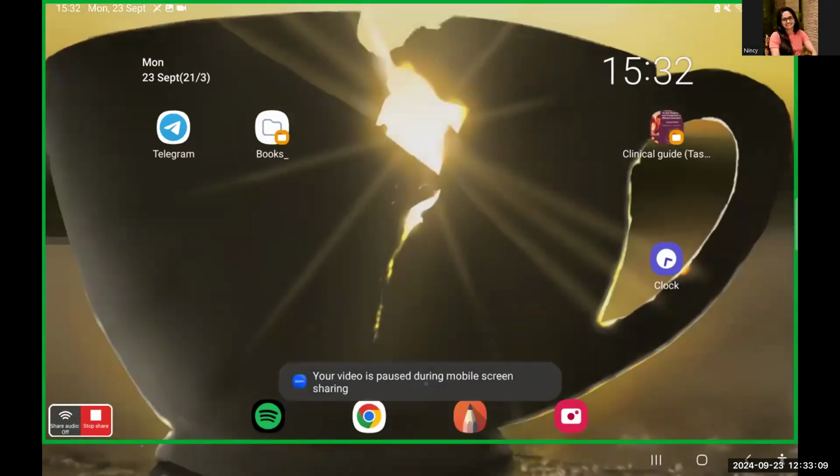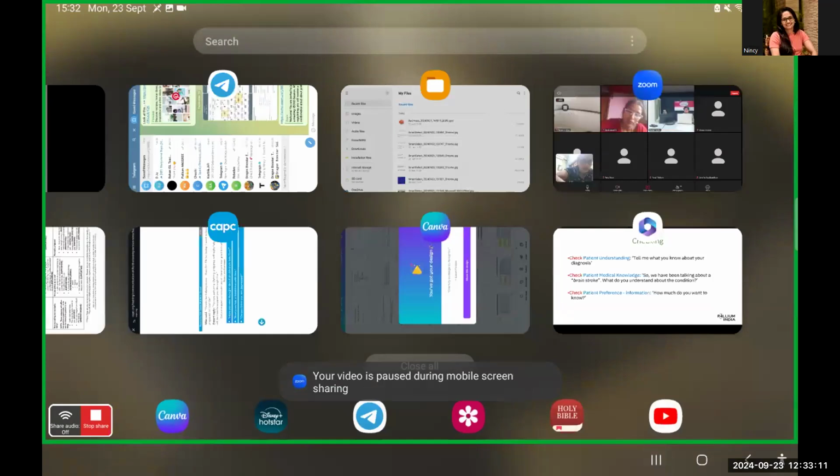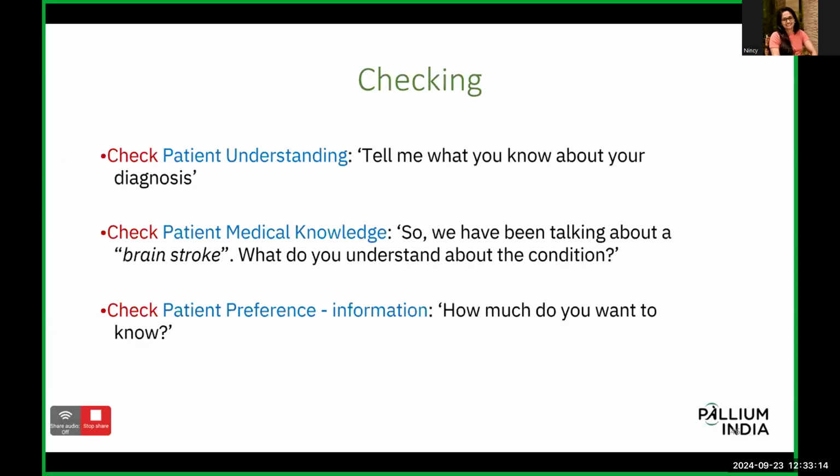Right, so let me share the screen again. Now we are moving into the whole process of how we actually break the bad news. The first thing that you do is check how much the person already knows, be it a patient or caregiver, rather than directly saying, this is what you have, this is your condition. You first check what the person already knows.